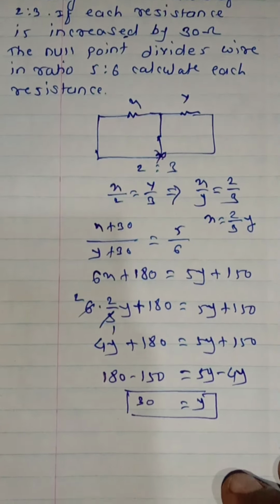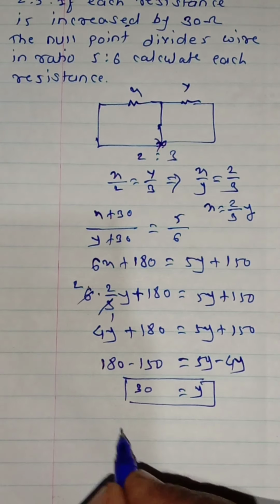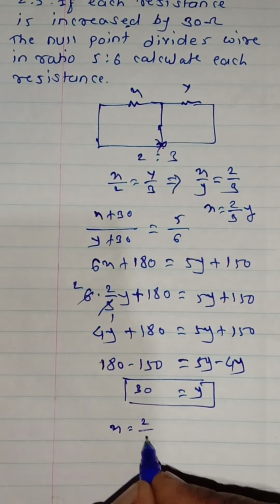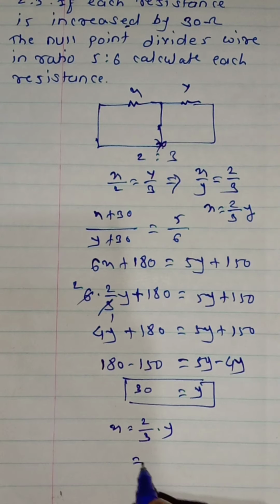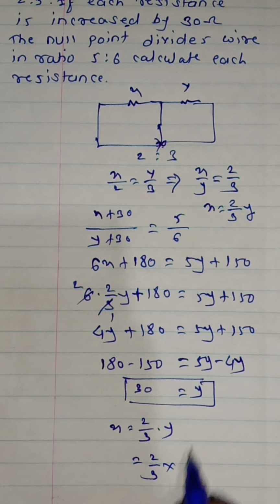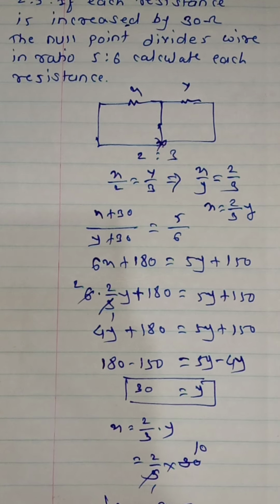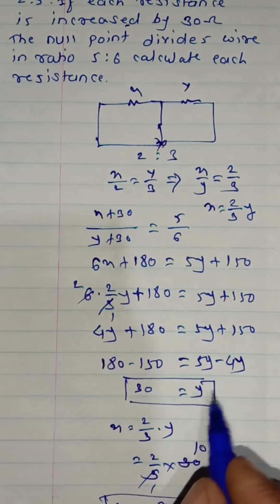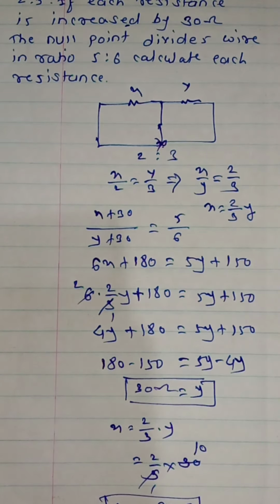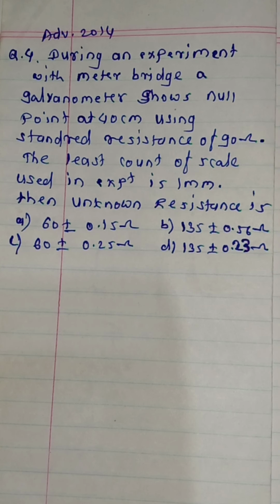From equation number first, x is equal to 2 by 3 into y, that is 2 by 3 multiplied by y, means 30, 10, 10 into 2, 20. That is, the value of the x resistance is 20 ohm, the value of the y resistance is 30 ohm. This problem was asked in JEE Advanced 2014.